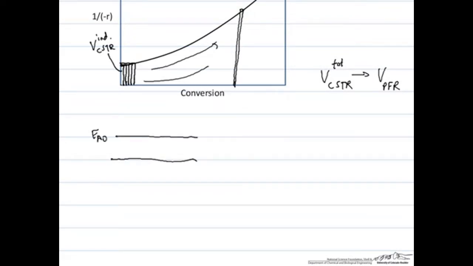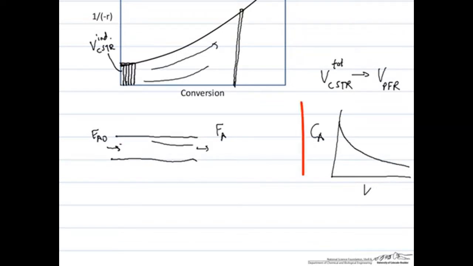And if we recall, when we originally did the material balance on a PFR, we had some flow rate N of component A, and then we converted that to a lower flow rate out of component A. We did our material balance on an infinitesimal little slice of our reactor. And we did that because, as is shown to the right here, the concentration of A, and thus the reaction rate, would vary down the length of the reactor.